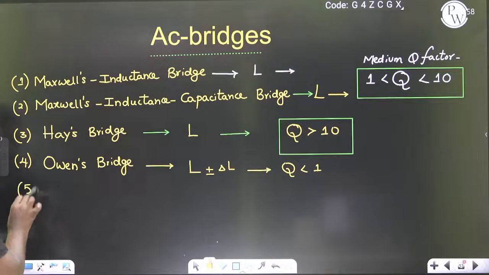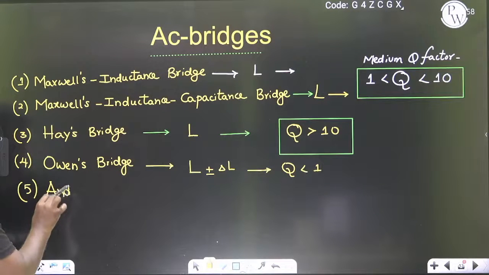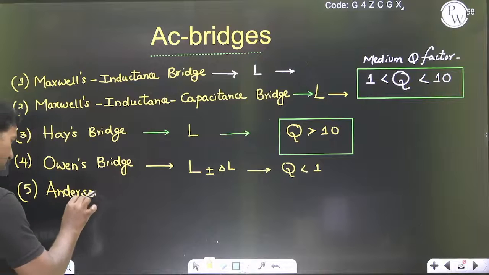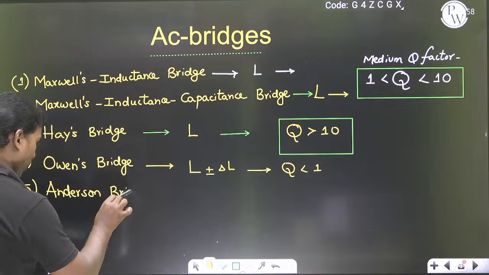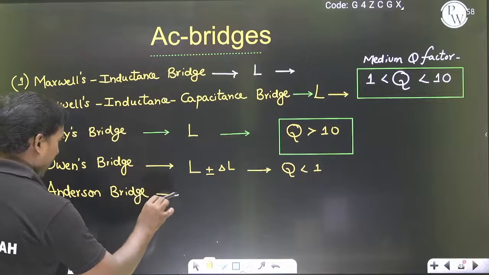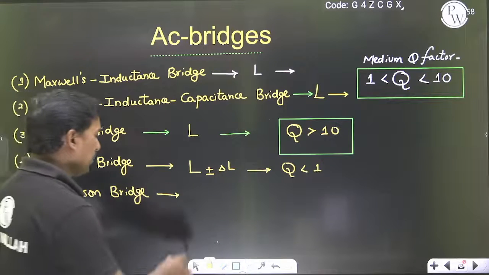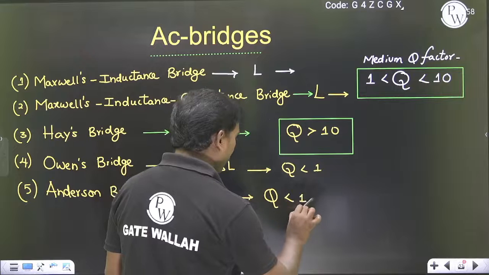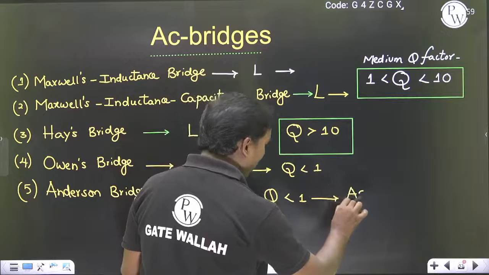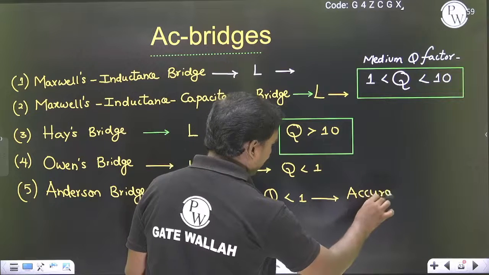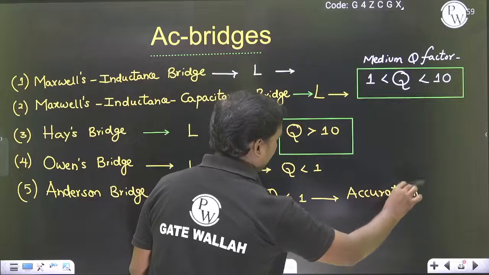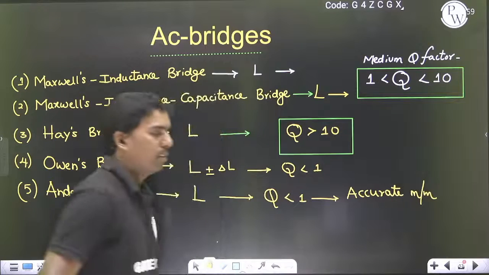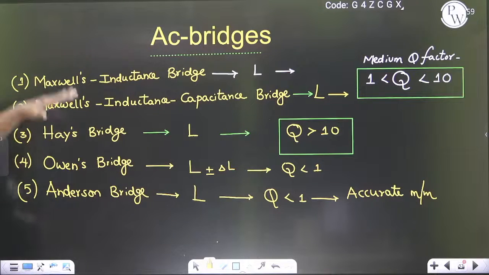Next comes the Anderson bridge. Anderson bridge is also for self-inductance measurement whose Q factor is less than 1, and it always gives you the accurate measurements. So these all are for self-inductance measurements.